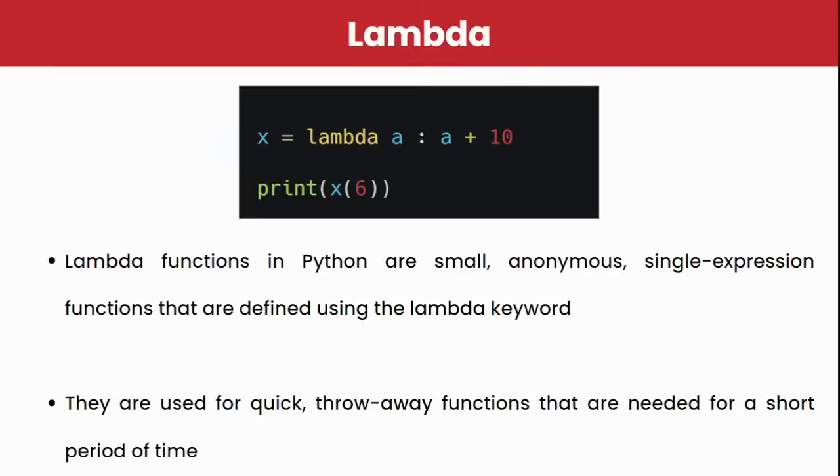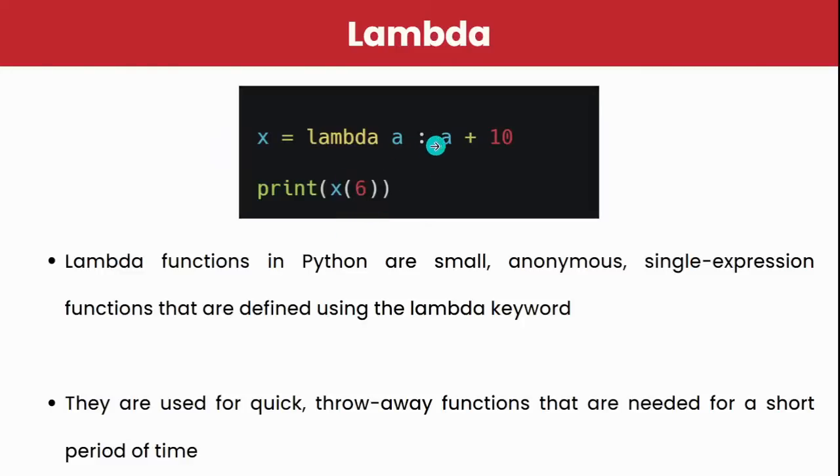So to do that, you can use this, which is called lambda. You see here in x I am calling lambda, and this is the parameter a, and this is the value that will be placed. So we are adding it with 10. So you can call x, and inside parentheses I am passing the argument which is 6.